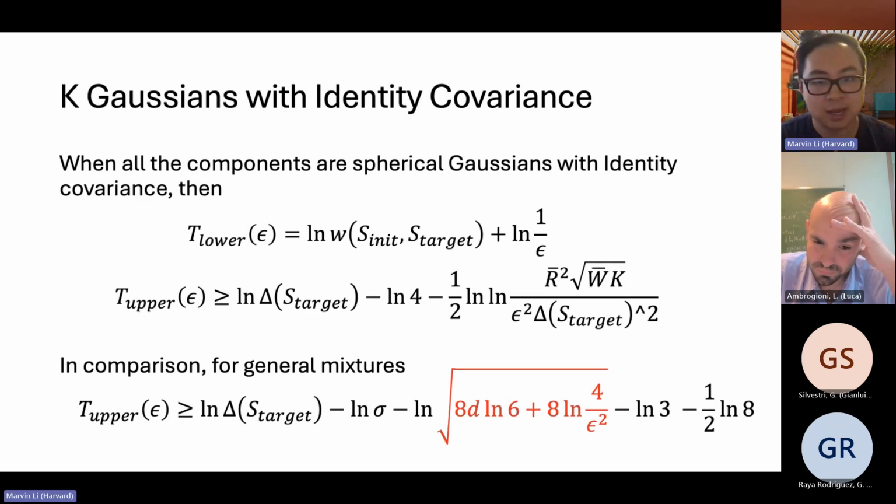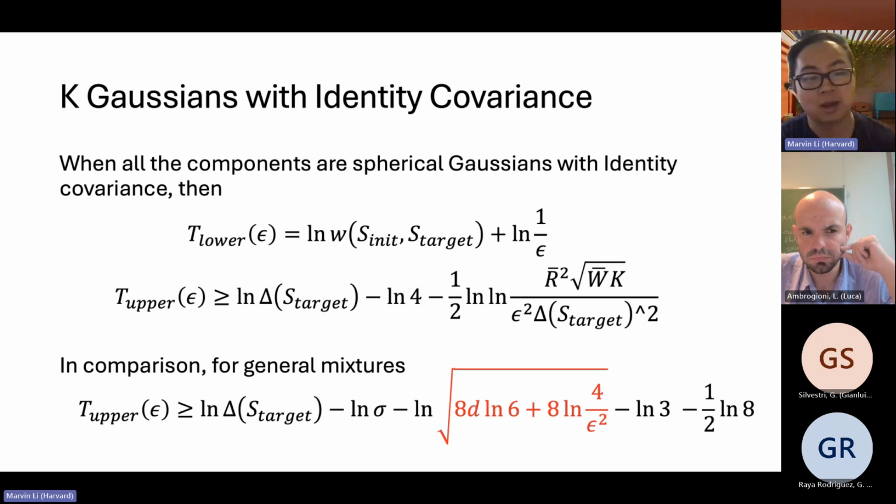So let's specialize to the case of K Gaussians with identity covariances. A lot of these bounds simplify, and we get the following. T lower only really depends on the width of S init and S target, and T upper only depends on the natural log of the width of S target, minus some double log terms. So in comparison, for general mixtures, we're able to avoid this dependence on dimensionality D.